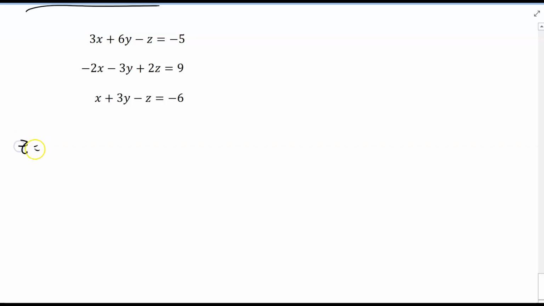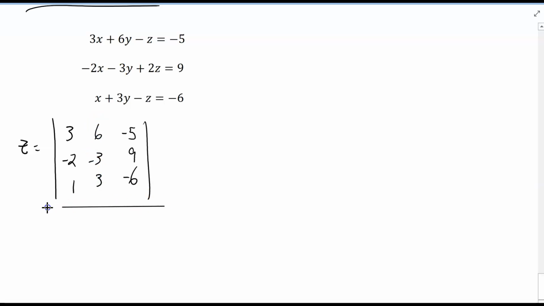Z is equal to the third column, the coefficient of z is the c's. I will replace that with the d values. A's will stay the same, and the b's will stay the same. And it is all over negative 6.